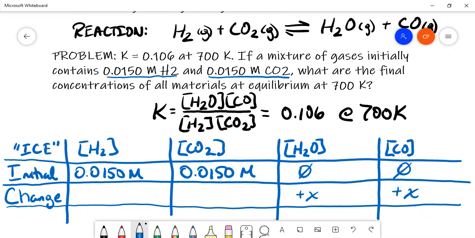And if I'm producing H2O and CO, where does the content to produce H2O and CO necessarily come from? It better come from the H2 and CO2. So if these change values are plus X, then these change values had better be minus X.